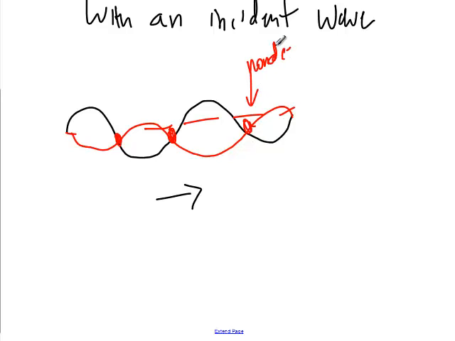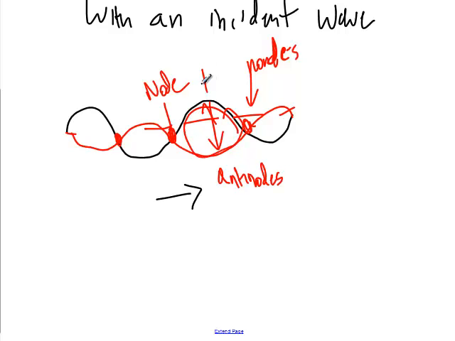N-O-D-E-S, nodes. These spots right here in between, where you have maximum displacement, these are antinodes. And this whole thing together is called a loop.